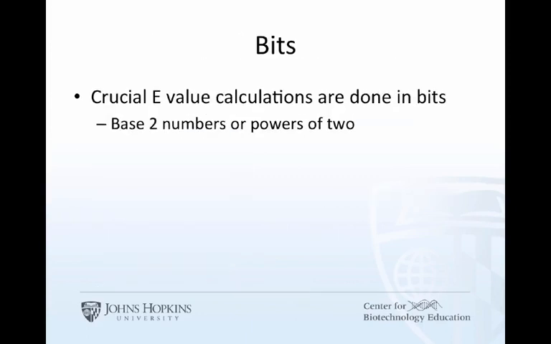All e-value calculations tend to be reported in bits. Those are base 2 numbers. Think of them as powers of 2. Why? Because Stephen Altschul, the inventor of BLAST, chose to do it this way. For example, the number 32 is equivalent to 5 bits. That's because 2 to the 5th power is 32. Likewise, 8 is 3 bits, because 2 times 2 times 2 is 8.